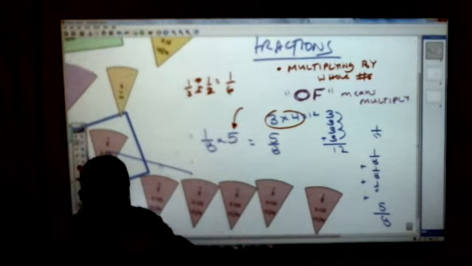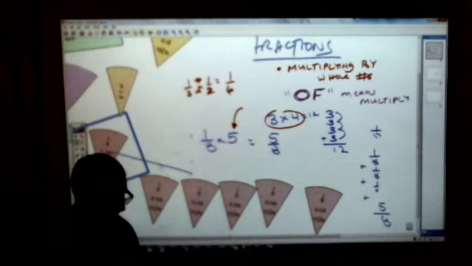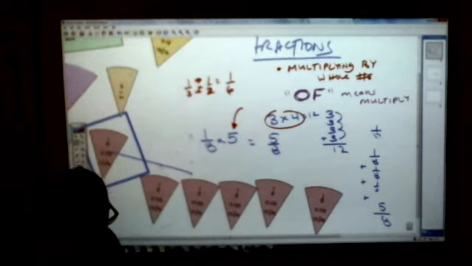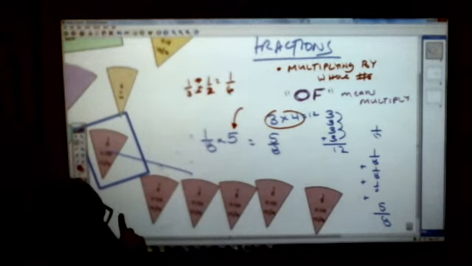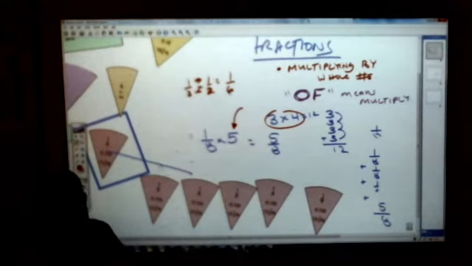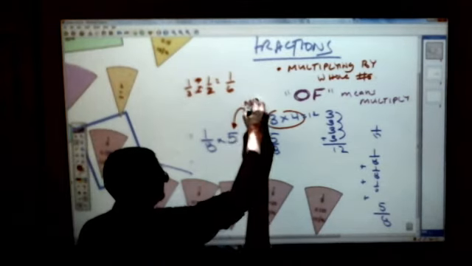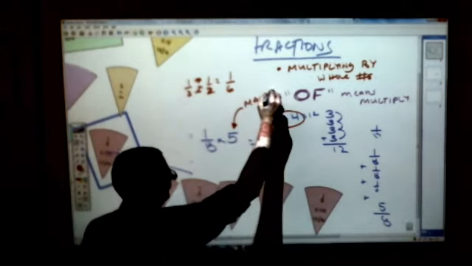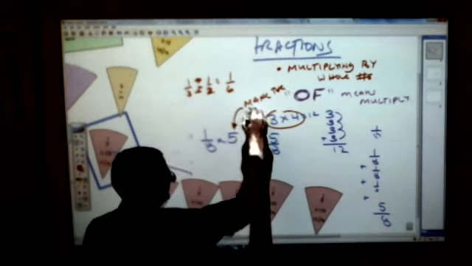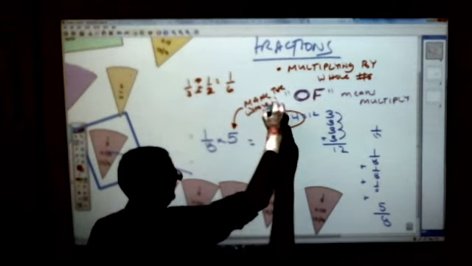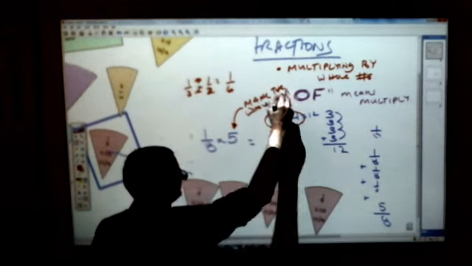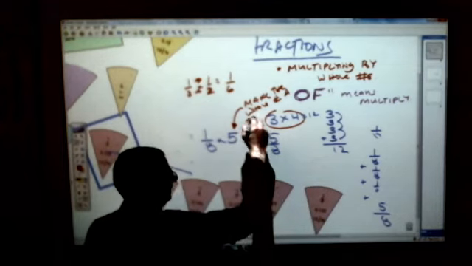David? Multiply the whole number by the top number of the fraction. Well, you're getting close. Before you do that, though, you have to put a 1 under it. Right, this is the important part: make the whole number a fraction by putting a 1 under it.